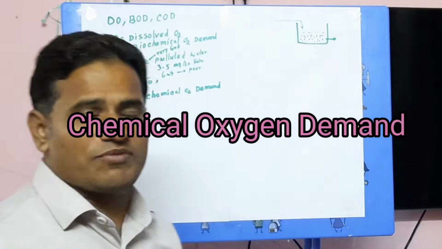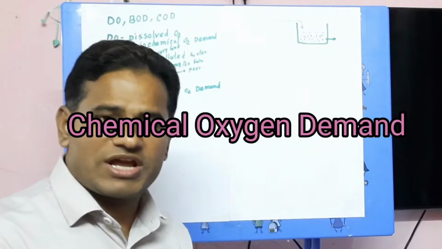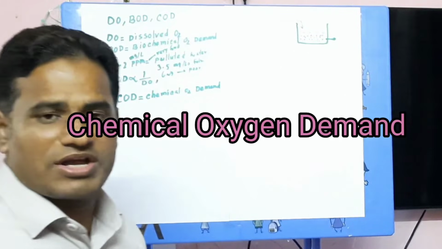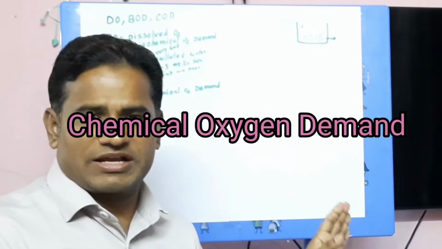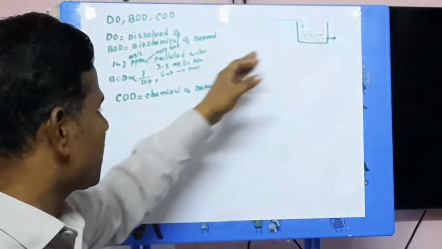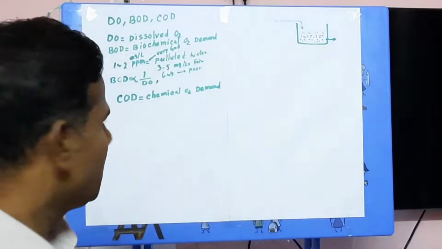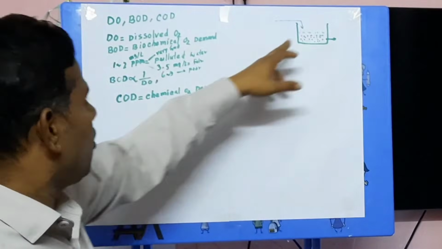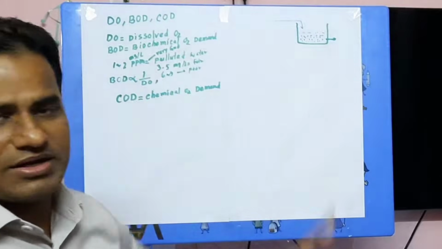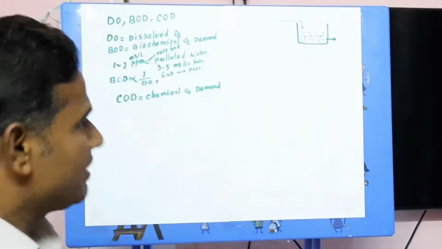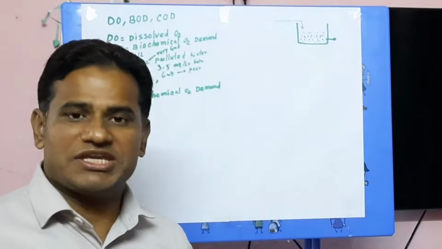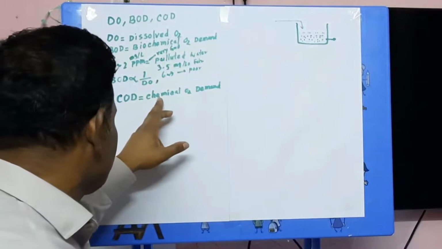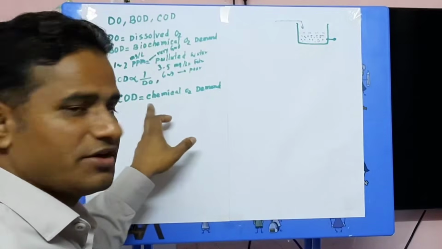I already informed you that organic and inorganic compounds are available in water. The organic compound, like carbonic content, requires BOD, biological oxygen demand. But for removing the inorganic compound, chemical oxygen demand or COD is required.